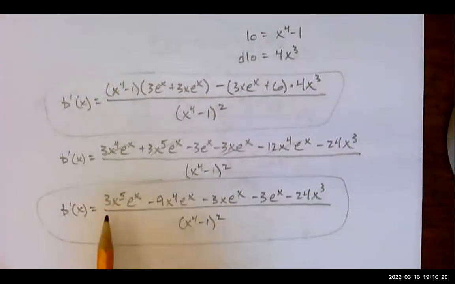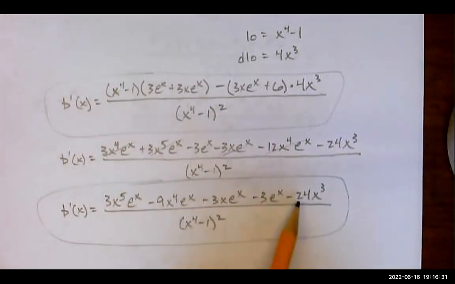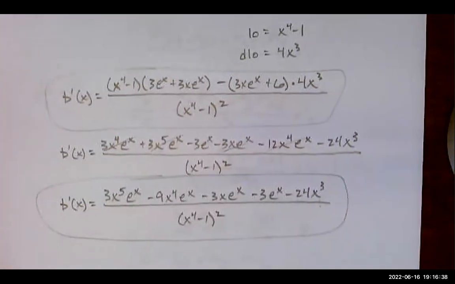You know what? You could factor out a 3. You cannot factor out an e or x because they don't all share them. But I think that's pretty good. Okay, very nice. Love it. Let's stop this video here. We'll continue in a minute.